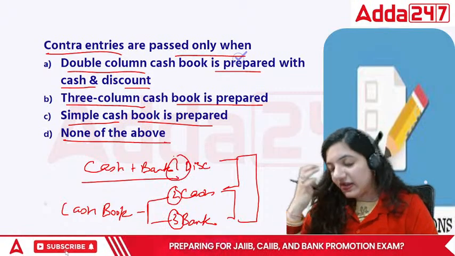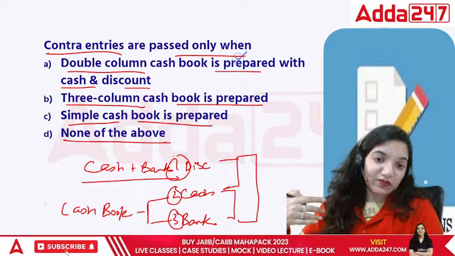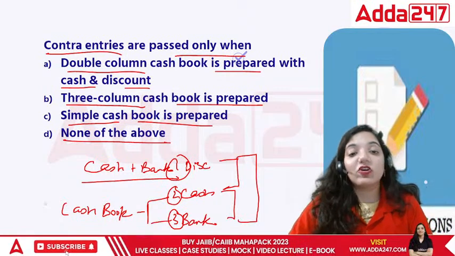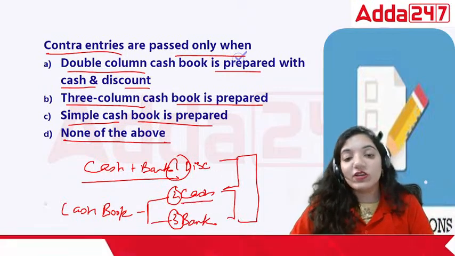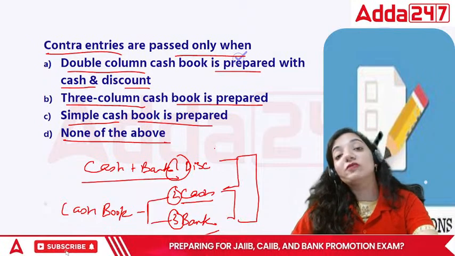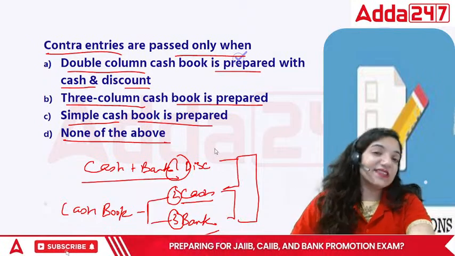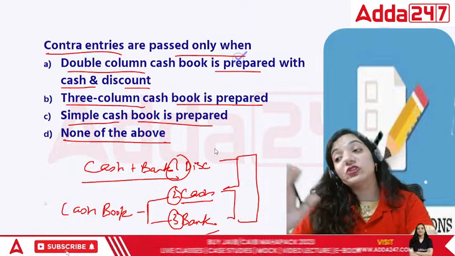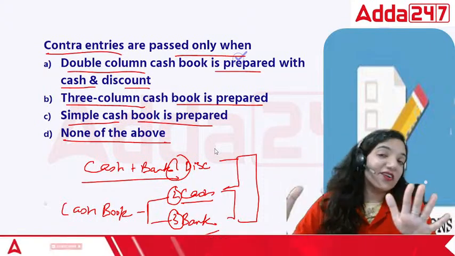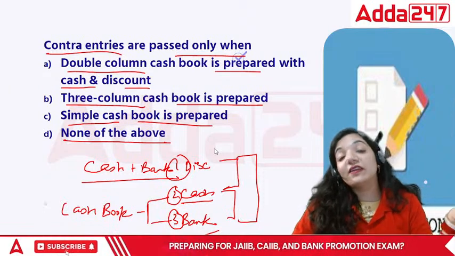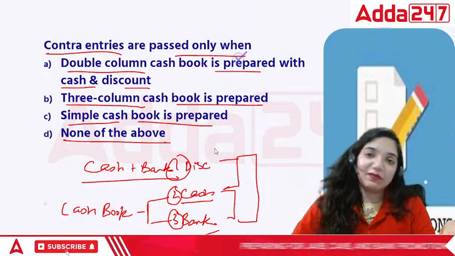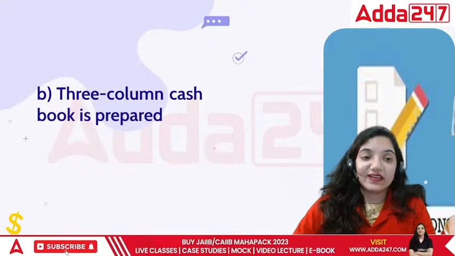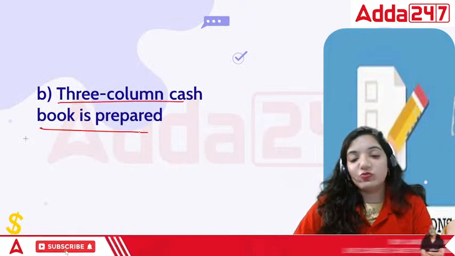Right now, we prepare double column cash book rather than going out for triple column cash book. That means in the double column itself, they have started showing only cash and bank. The discount column is not prepared anymore. So in this case, when we talk about contra entries, these are contradictory entries which have both the debit and the credit in the same ledger but in different columns. So one can be in cash, one can be in bank. So in this case, the correct answer is 3-column cash book.